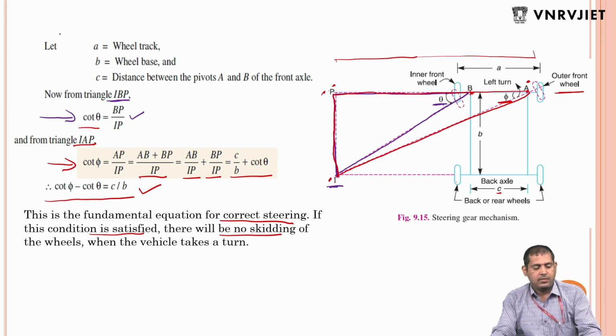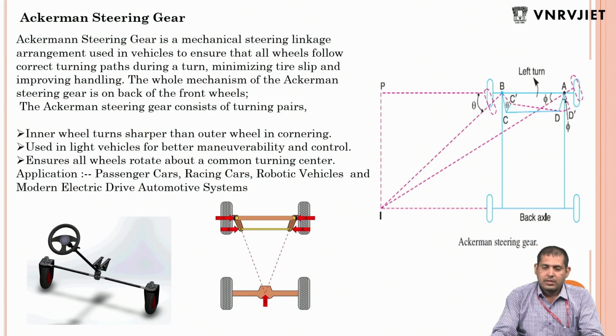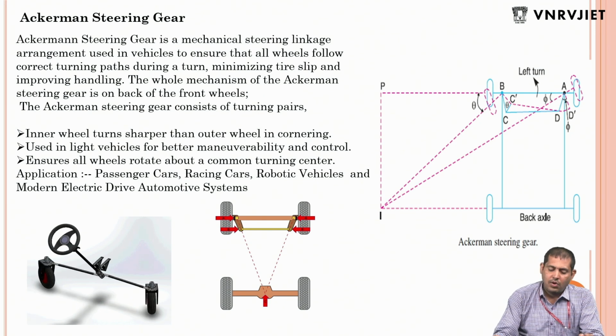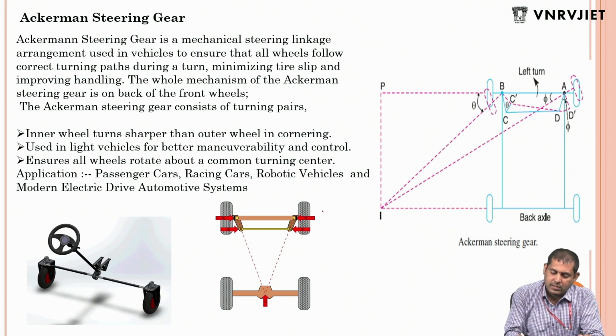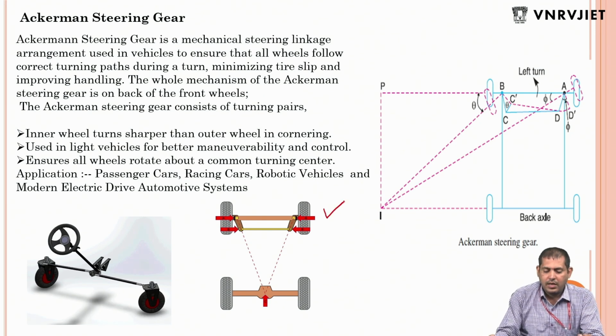Next, there are two types of steering gears available. One is Ackermann steering gear, another one is Davis steering gear. So what is the difference between these two? First let us learn Ackermann steering gear. Here you can see the Ackermann steering gear is at the back side of your front wheel. First, it consists of only turning pairs.